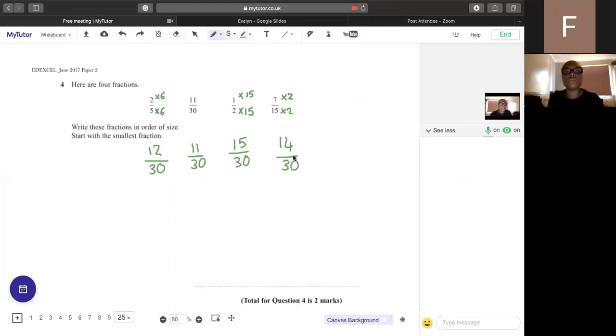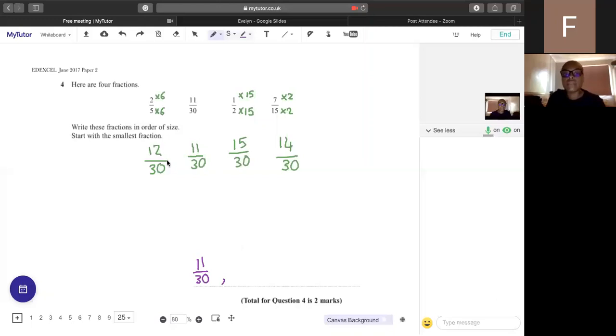So starting with the smallest and putting them in order, we'd have 11 over 30 first, then 12 over 30, then 14, then 15. So remember, for our final answer, we need to make sure that we're writing down the original fractions that they gave us and not the fractions that we just calculated. So our first one, our smallest one, is 11 over 30. And that's exactly the same because that's the one that they gave us. So that would be the first one that we write.